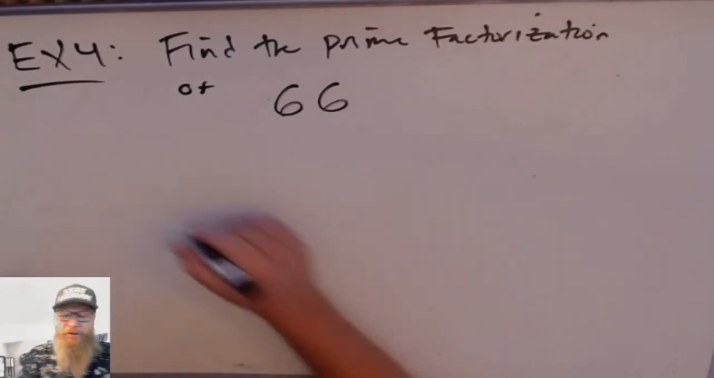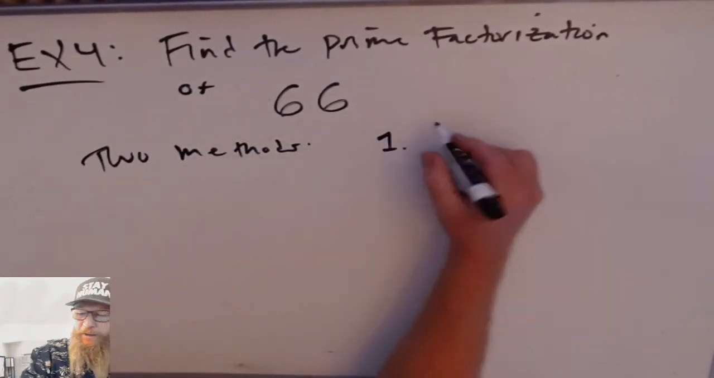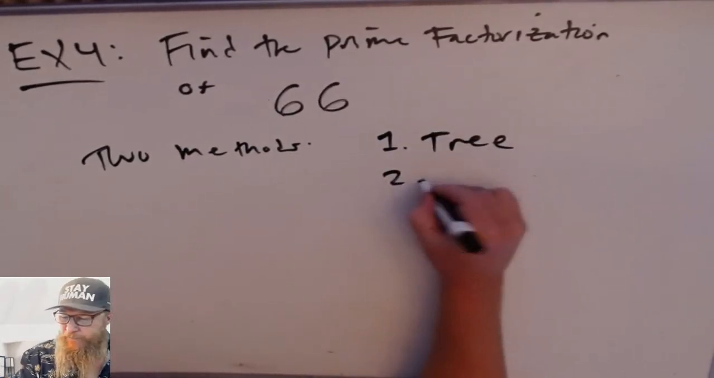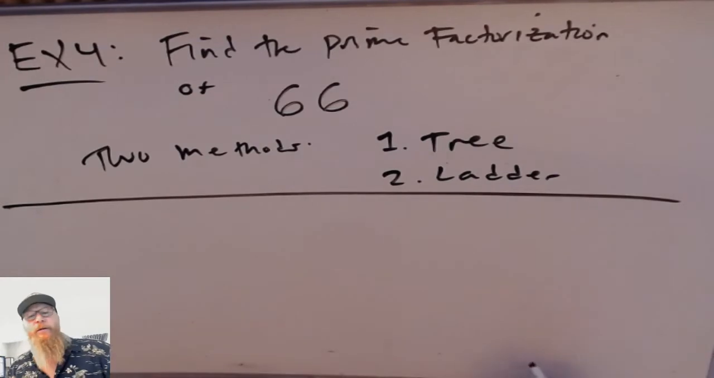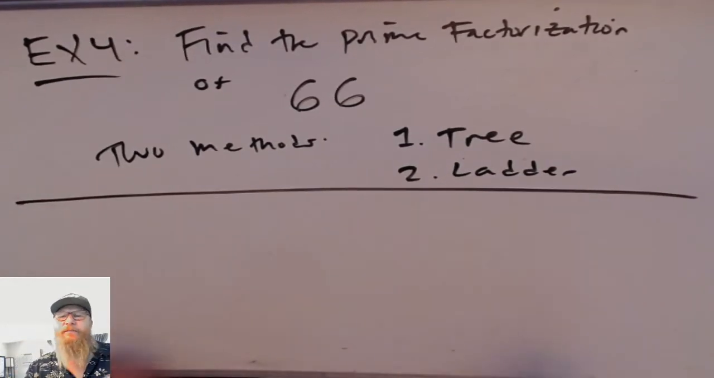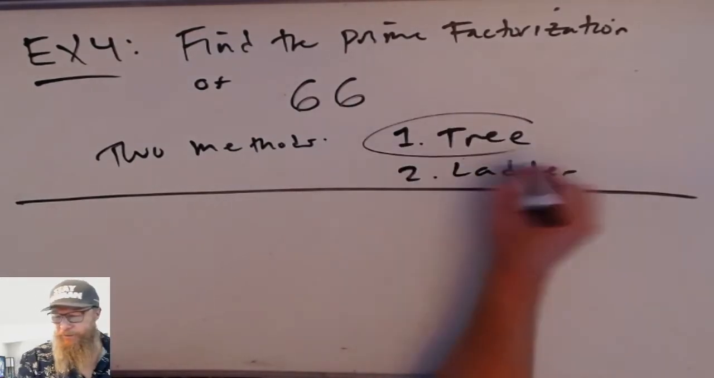All right, so there are two methods. One is called the tree. The other one's called the ladder. It really doesn't matter. Sometimes I'll use a tree, sometimes I'll use a ladder. Right now I'm going to show you both. Okay, so for the tree.